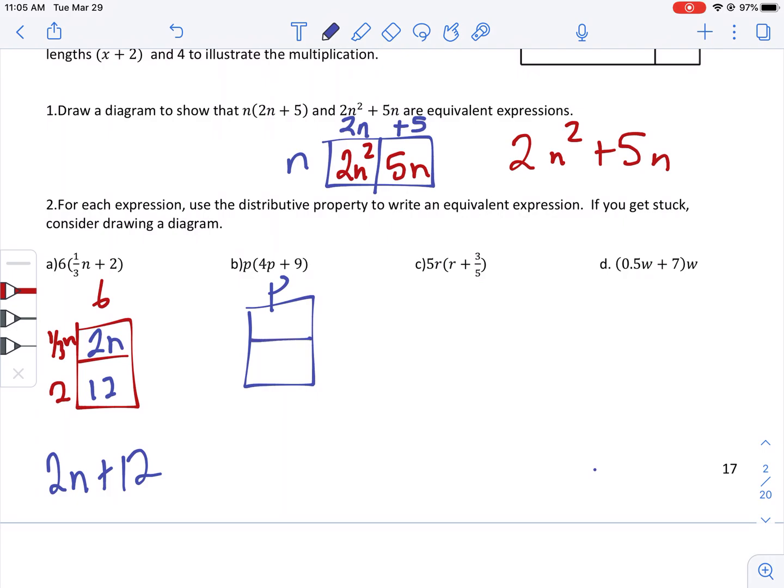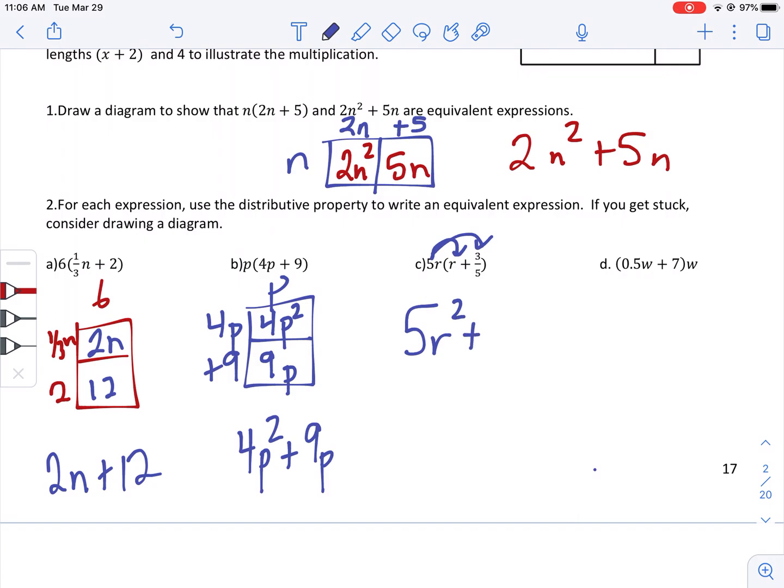We have p, 4p plus 9. So this is 4p squared. p times 9 is 9p. So we have 4p squared plus 9p. And I noticed here, I can just start distributing it. So this is 5r squared plus 5 times 3/5 is 3r. And we can distribute here, not reverse, but just from the other side, 0.5w squared plus 7w.